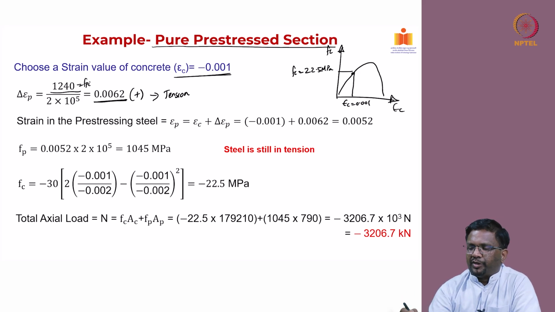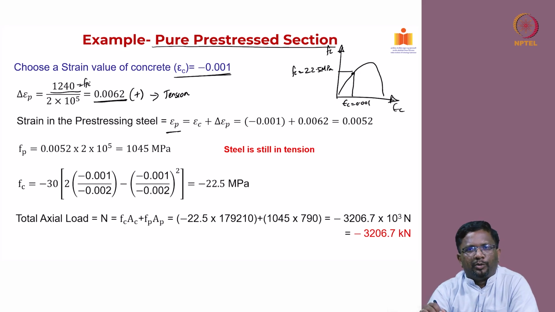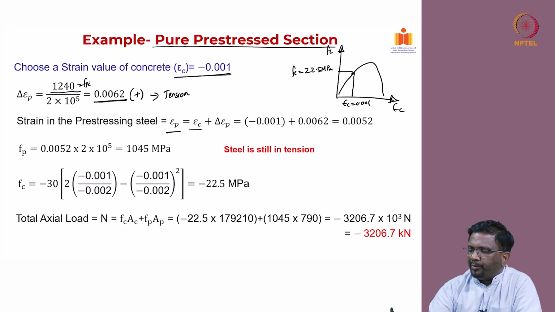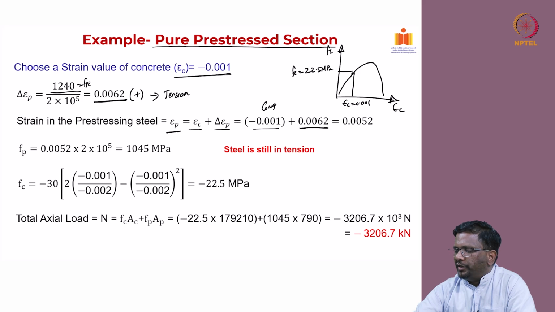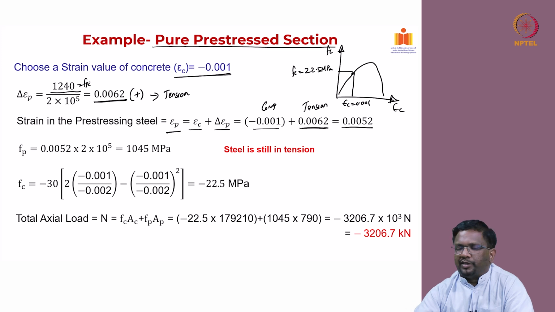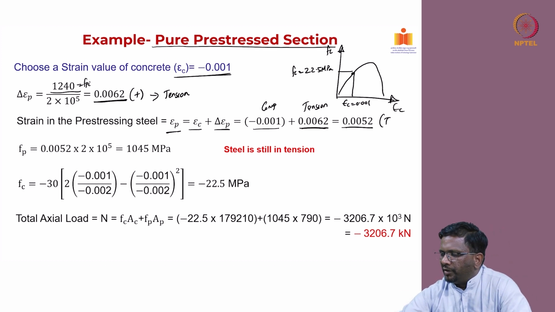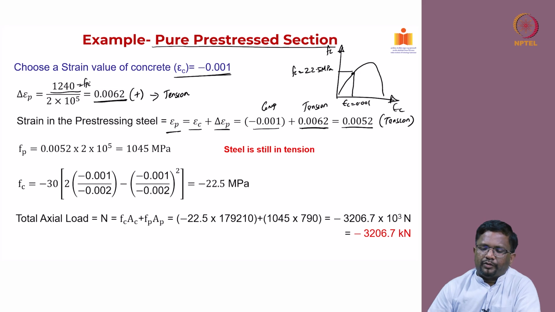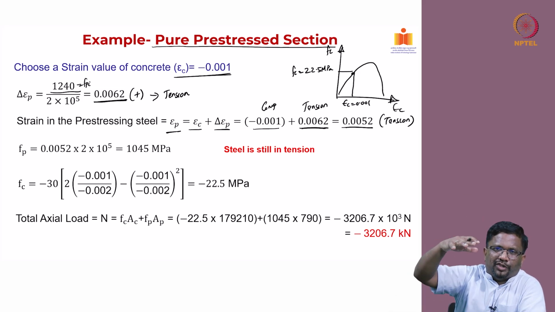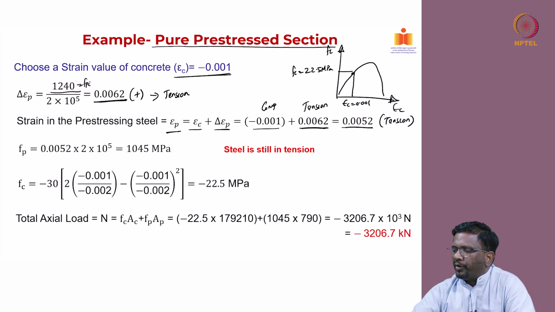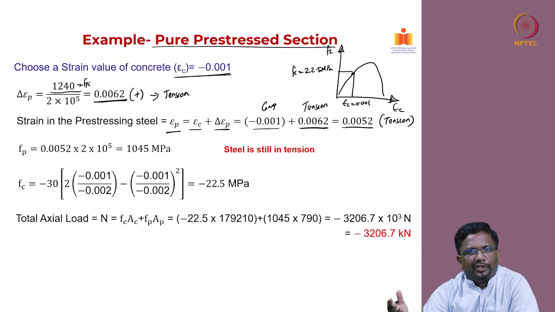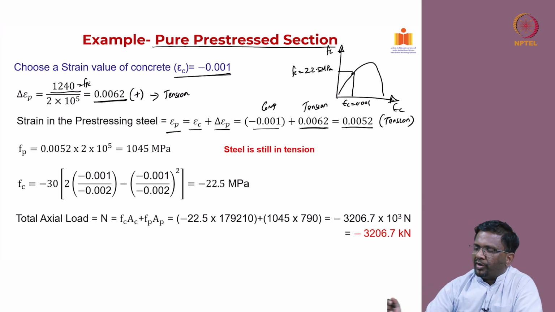Now, what is the strain in the prestressing steel? If I assume the strain in the concrete to be 0.001, this is epsilon c plus delta epsilon p, a compatibility condition that we talked about. The strain in the concrete is negative, in compression, and the steel is in tension. This is the most important point. When I add them up, the net strain in the prestressing steel is still positive, which is tension. Though the prestressed section is subjected to a compressive strain of 0.001, the net strain in the prestressing steel is still in tension.